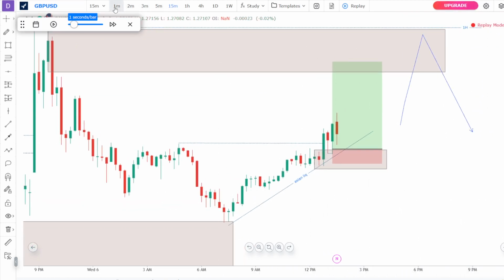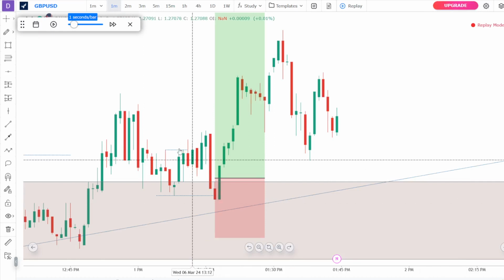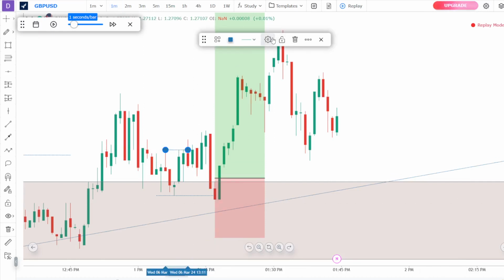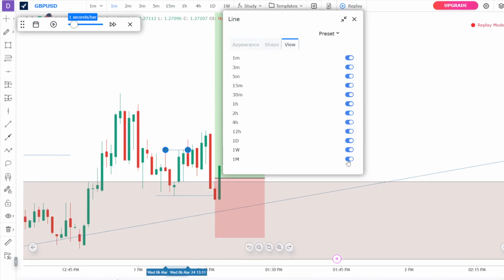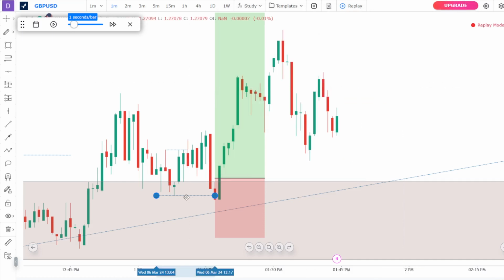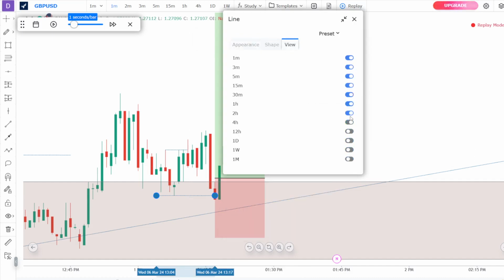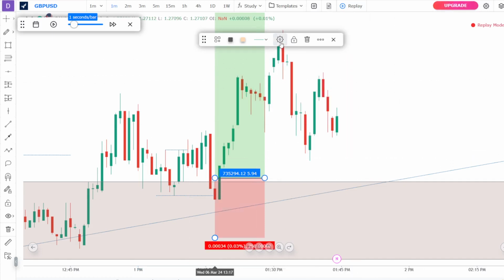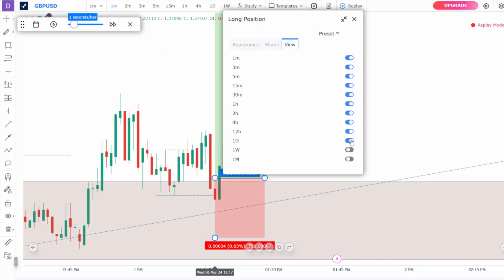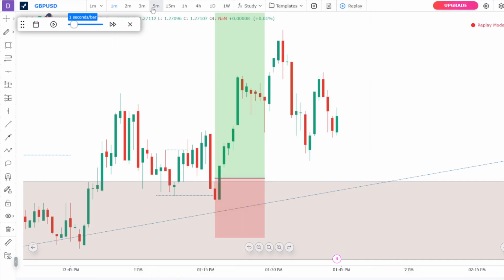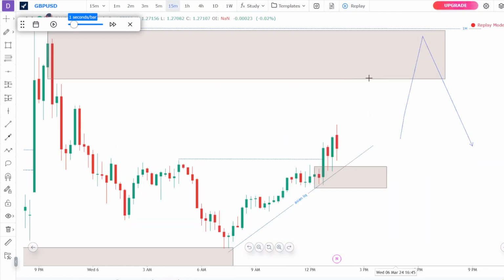Okay, so let me go to the M1 first, because it's got the problem. Let me make it visible on the M1 only, because it's causing so much problem. I don't like this thing because of this reason. You guys don't know how much problem I'm facing because of this thing. Right, so I'm going to the 15 minute. We won't see that thing.